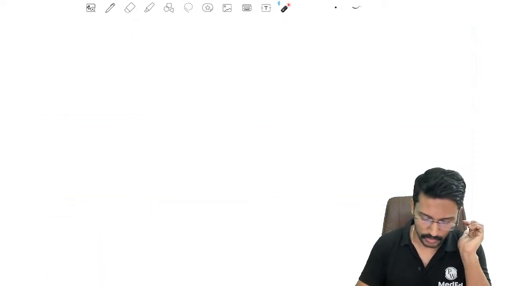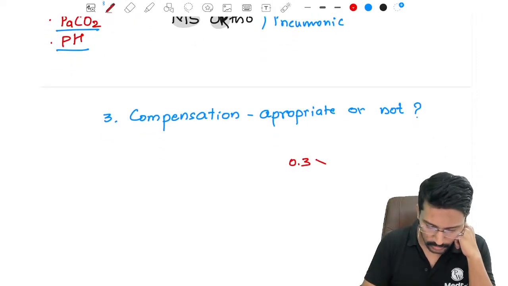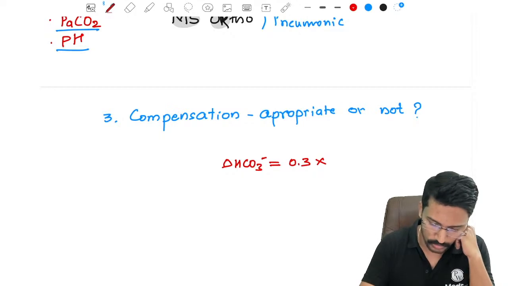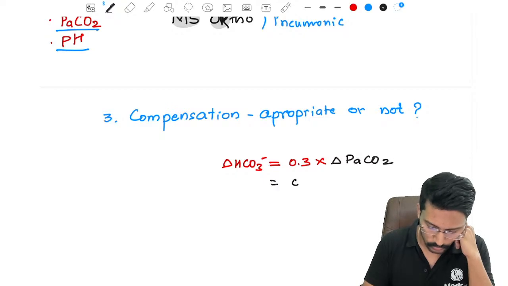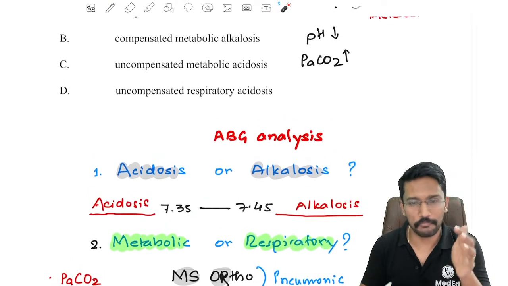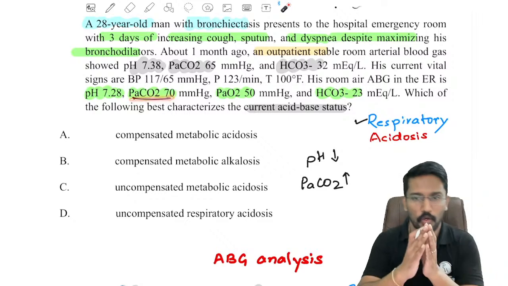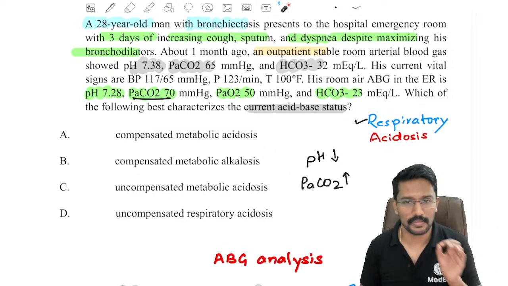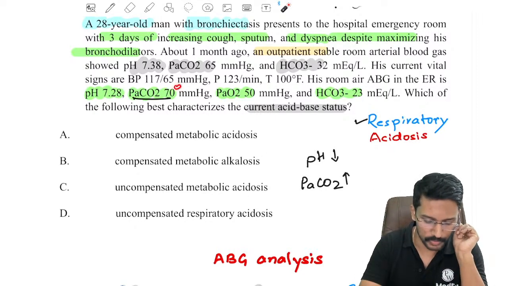So let us apply that formula here for this ABG. We are calculating the delta bicarb, meaning the expected rise in bicarb, which is equal to 0.3 into delta PaCO2, right? So 0.3 into, what is delta PaCO2? Delta basically means difference. So we are looking at the normal PaCO2 and the current value. How much is the difference? So we are defining normal as the upper limit cutoff as 45, right? 45. And how much is it now?